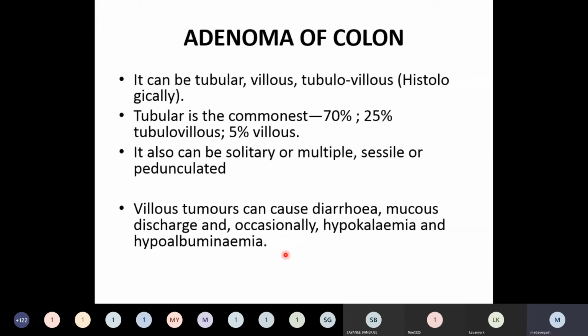The important feature about these villous tumors is that most of them are sessile tumors, and these usually secrete mucus and intestinal fluid from their surface, and that can cause diarrhea and mucus discharge. Occasionally, if it is not diagnosed early, the patients can land up in hypokalemia, hypoalbuminemia, and other complications. That's usually termed WDHA syndrome.